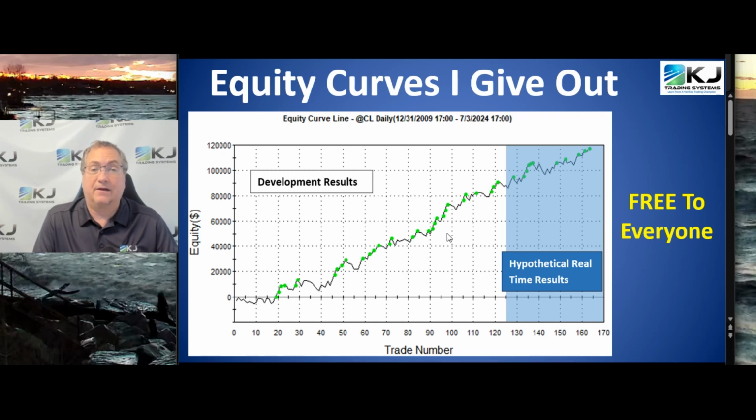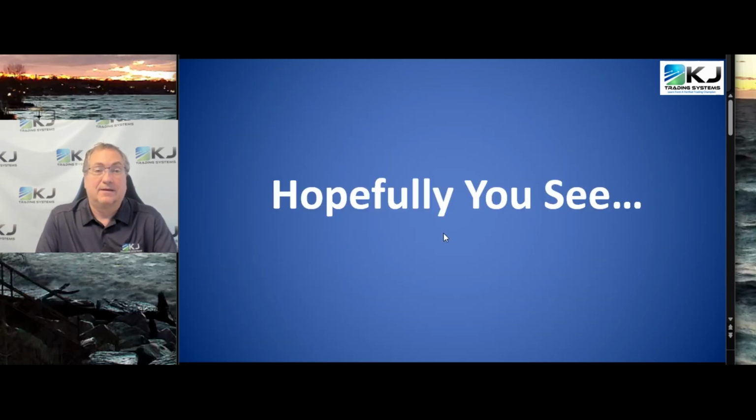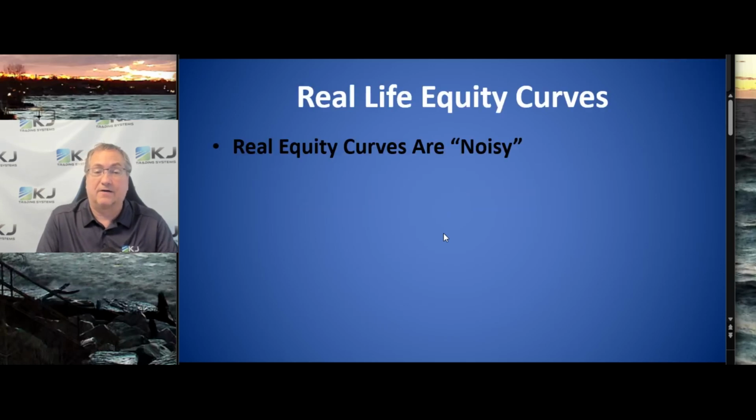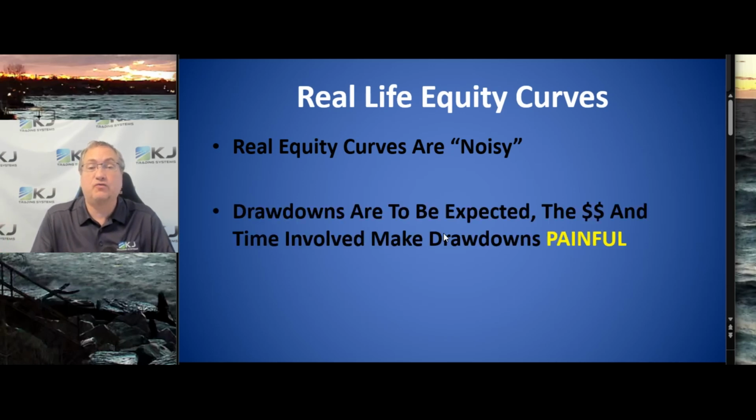The ups and especially the downs are what are going to get you into trouble, and nobody really likes to talk about that. Hopefully you see in that equity curve that equity curves are noisy. They're never a straight line where you never have drawdowns. I mean, if you see an equity curve like that, you can pretty much assume that it is fake or somebody overfit data or something like that. Real life equity curves are noisy. And the drawdowns, hey, they're to be expected. And they can be painful.